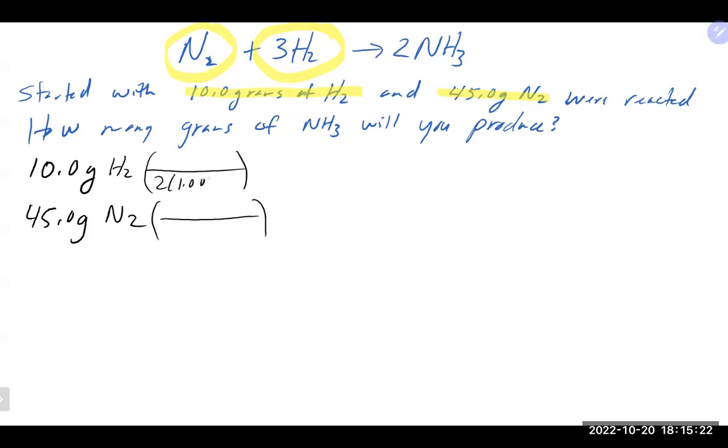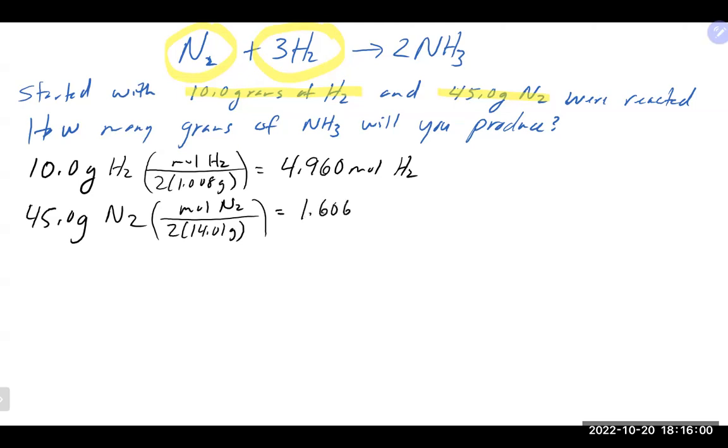So 2 times 1.008 grams per mole. And 2 times 14.01 grams per mole. That comes from obviously the periodic table here. So 10 divided by that gets me 4.960 moles of H2. That gives me 1.606 moles of N2. So these two numbers basically represent the starting amount of both of our reactants.